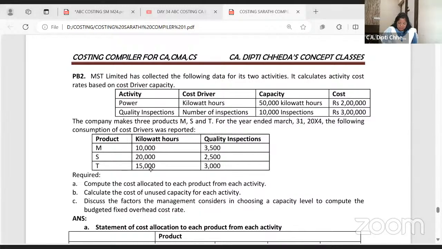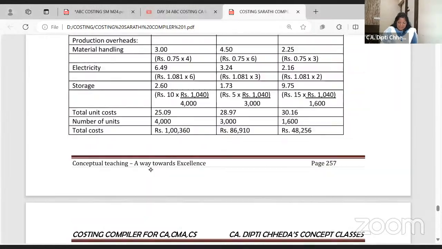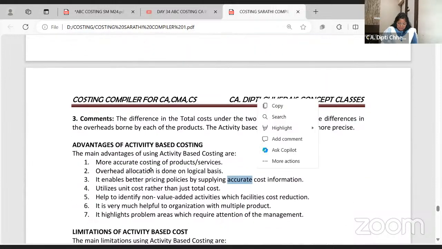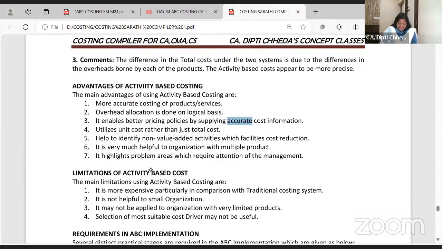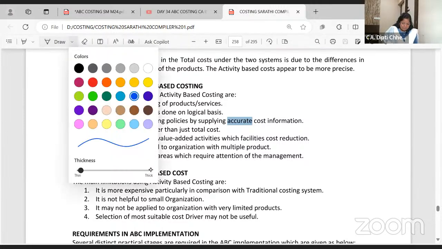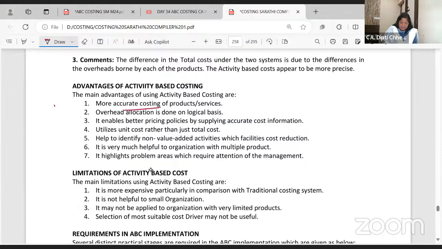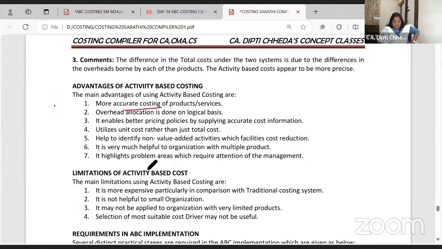And in our material also I have given that same theory question. Read from there, it will come quickly. These questions we have solved in our material. What are the advantages of ABC costing? More accurate costing. Overhead allocation is done logically. Inspection cost is in this ratio, purchase cost is in this ratio.